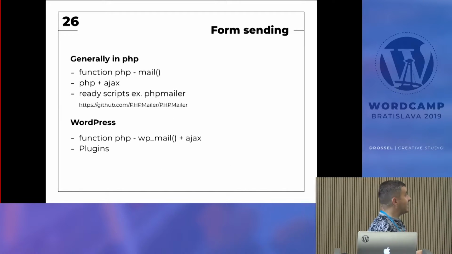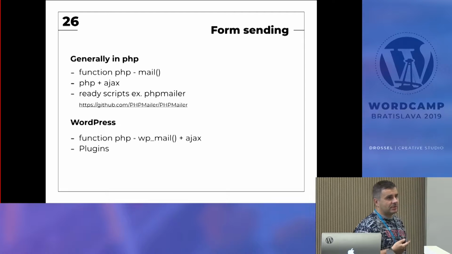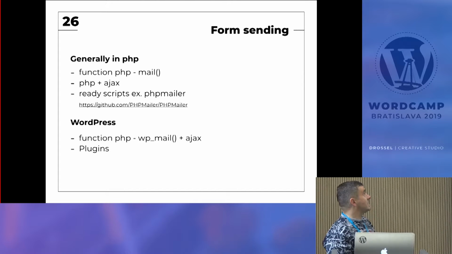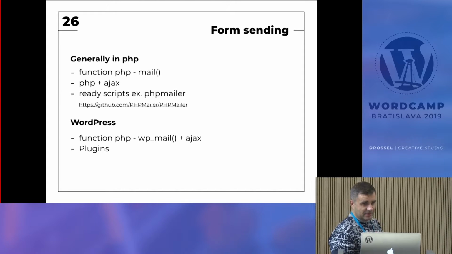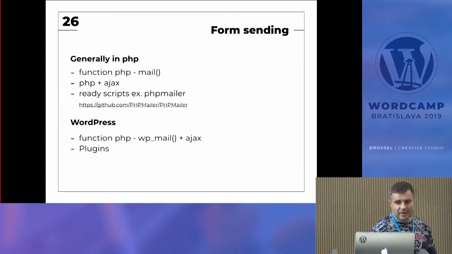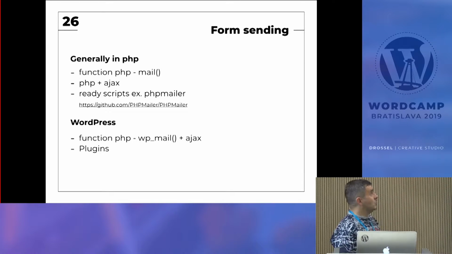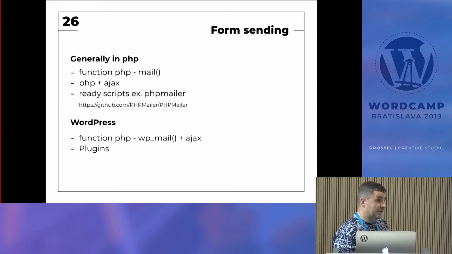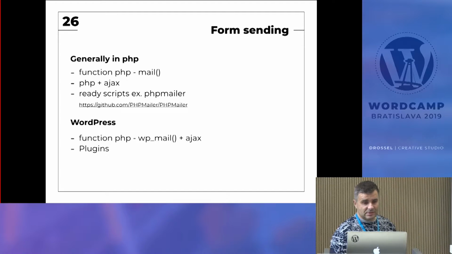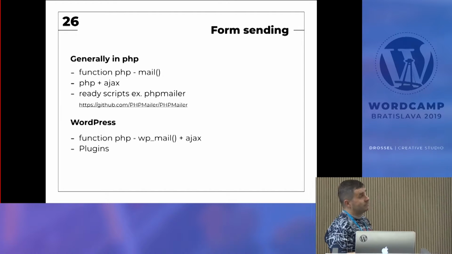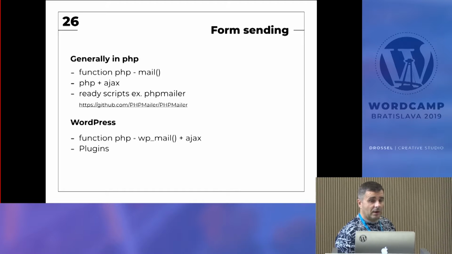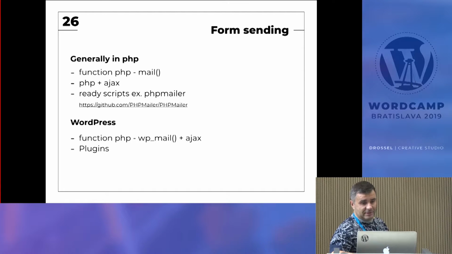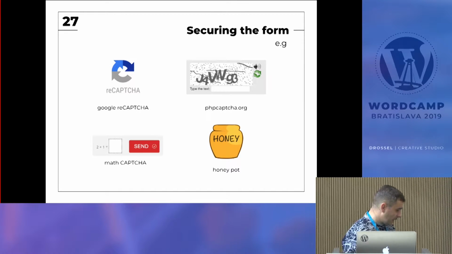Okay, next step, sending the form. We can send the form, of course, in PHP. We use the PHP function called mail. We can connect this function with some Ajax, and we can use a ready script like PHPMailer. In WordPress, we have a specified function called wp_mail to do the same. We can connect this function with Ajax, and of course, we can use some plugins. But today, I only talk about the code and how to code the form properly in our website.